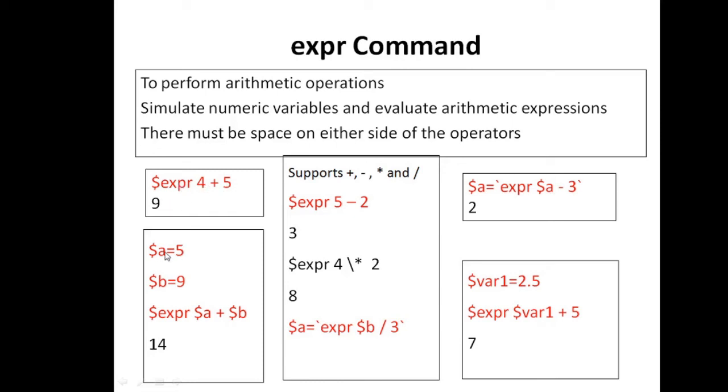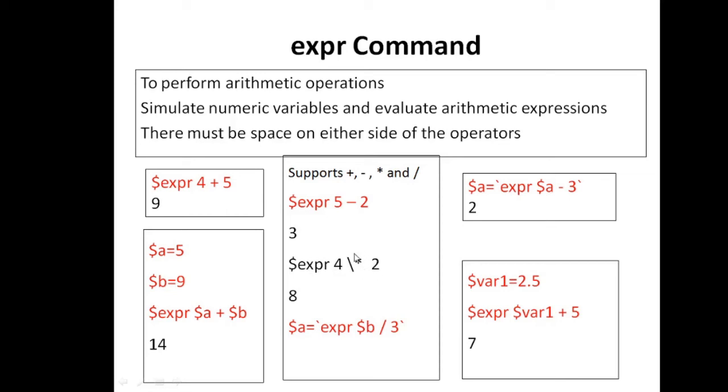Then you have variables A and B, which have the values 5 and 9. When I say EXPR $A plus $B, I get 14. Okay, so far so good. Then I have EXPR 5 minus 2, I get a value 3. Here is EXPR 4 slash star 2.